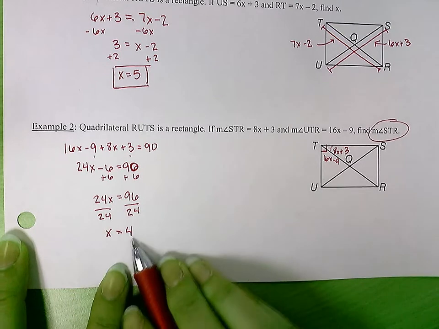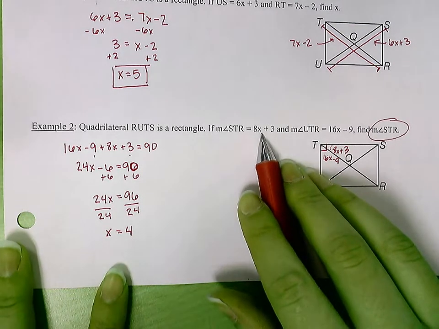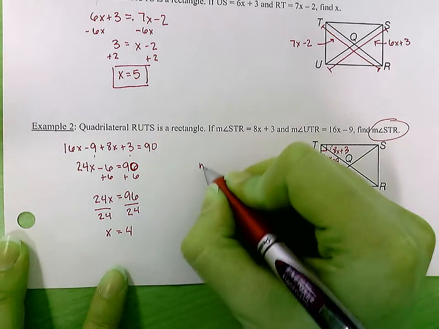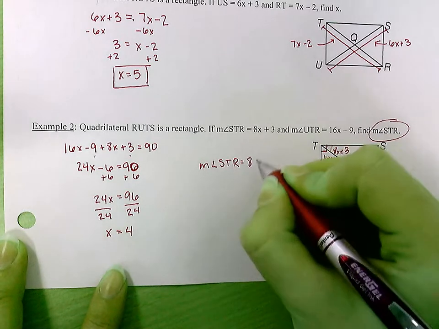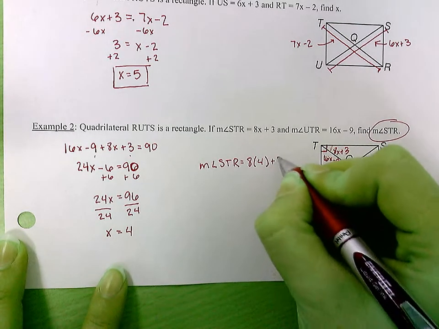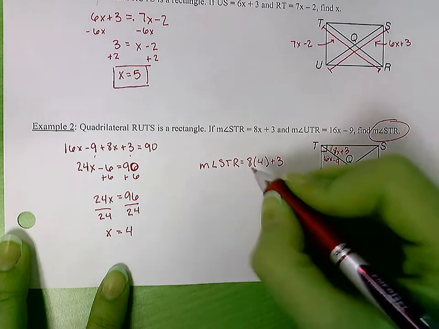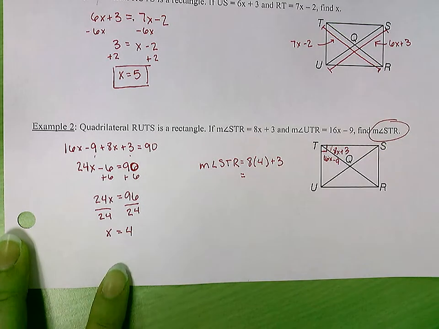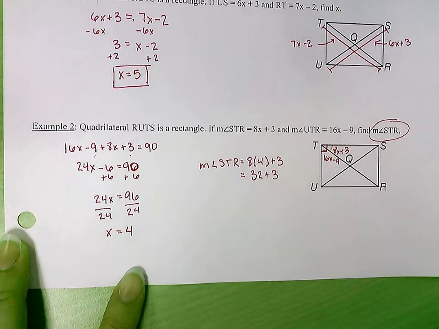Now, in our example here, we want to find the measure of angle STR, not just x. So I need to plug in 4 for x for STR. The measure of angle STR will be equal to 8 times 4 plus 3. So I have 32 plus 3.